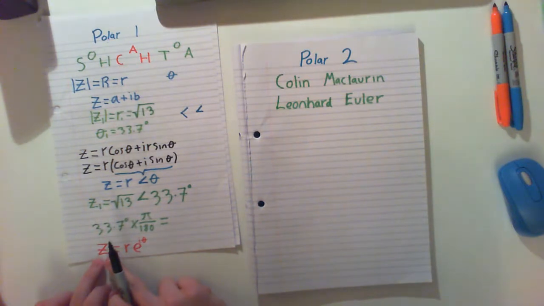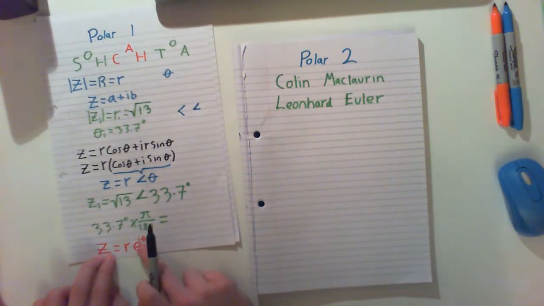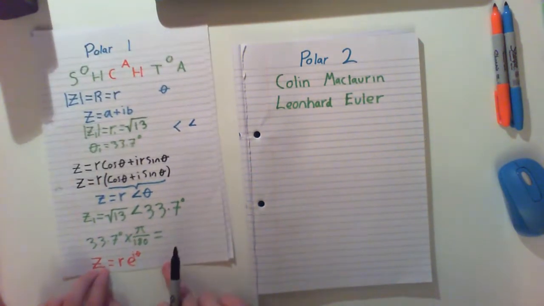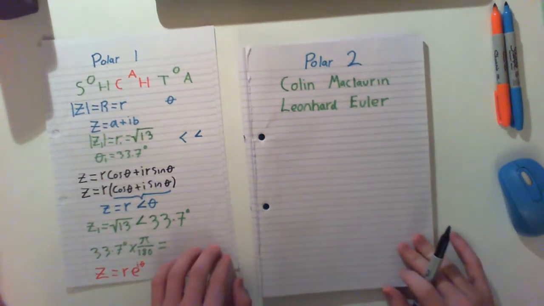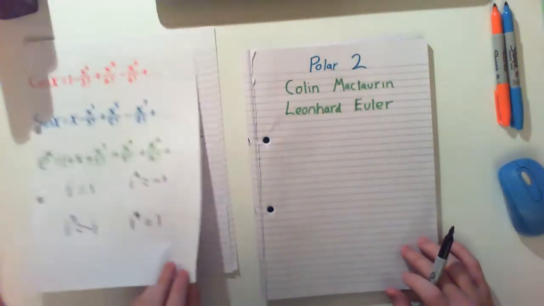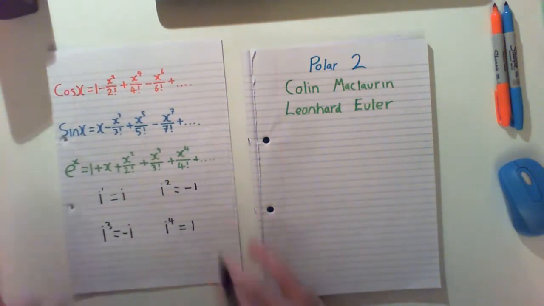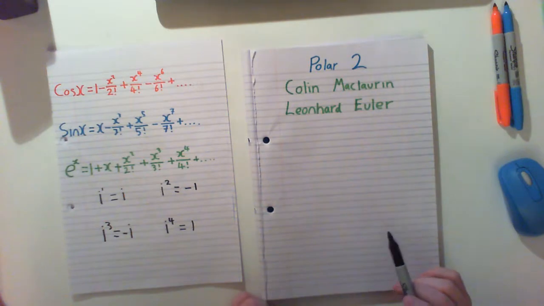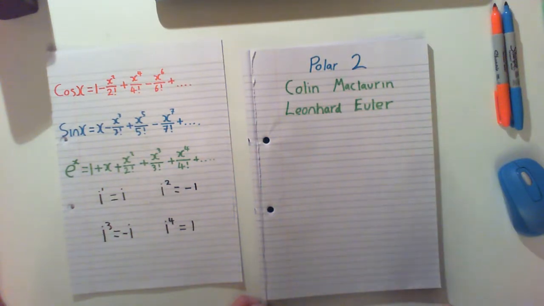Finally, on the final part of my last video, I said that z could also be represented by r e raised to i theta. And I said I'd show you why this is true, and that's what I'm going to do. So I've written down some series here, and these are the Maclaurin series by Colin Maclaurin. And it was actually Euler who discovered that this is true.